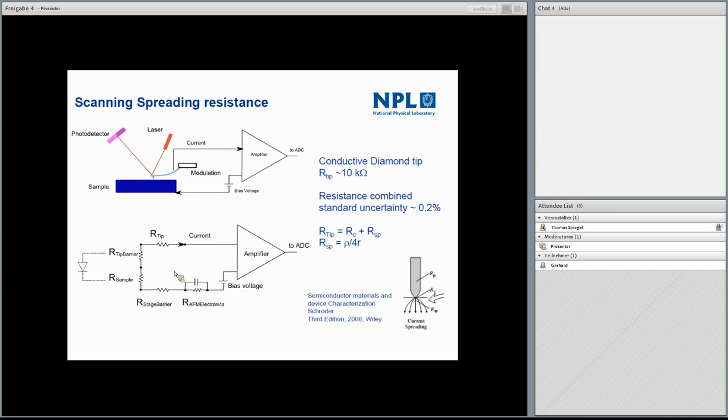There's a series of resistances in the instrumentation. They're all in series. But the measurement of the resistance gives us a combined standard uncertainty of 0.2%. So it's pretty good. But it is a resistance.